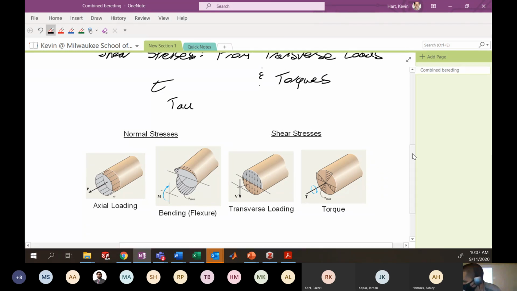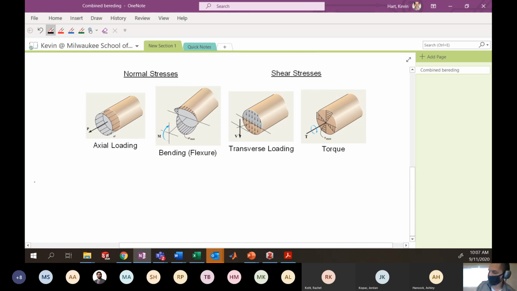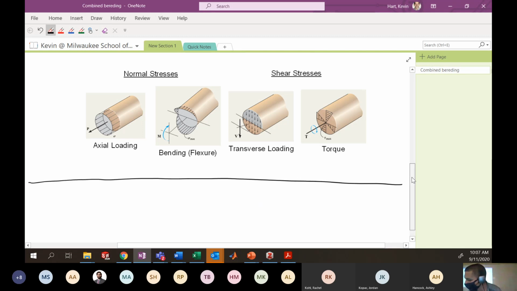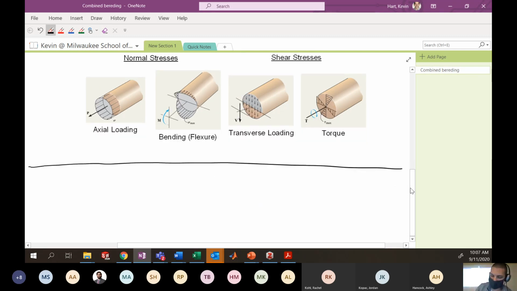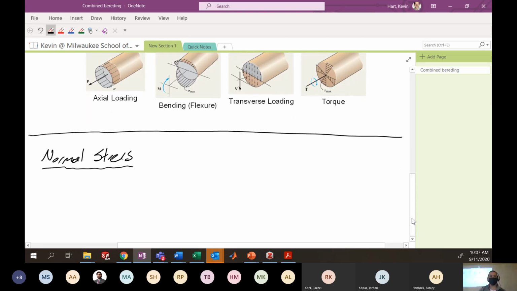So let's start with our normal stresses and talk in a little more detail about what loads and moments might induce normal stress inside of a piece, and how we deal with calculating that given certain information about the geometry of the cross-section and the load or moment that's applied. All right, so first is normal stress. Your normal stresses, like I said, can be axial loading or bending. Let's do axial first.